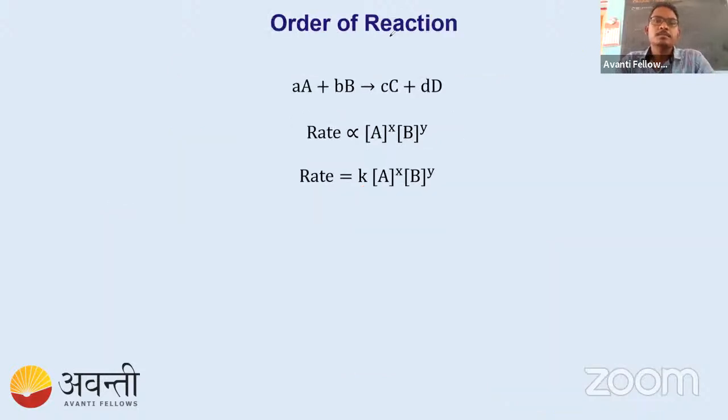After that, let's discuss what the order of any reaction is. Perhaps you've heard as you go through this chapter: first order, zero order, second order, third order. So what is the order of any reaction? Let's take the equation a A plus b B gives c C plus d D. Using the rate law, we can write the rate equals k [A] to the power x [B] to the power y.